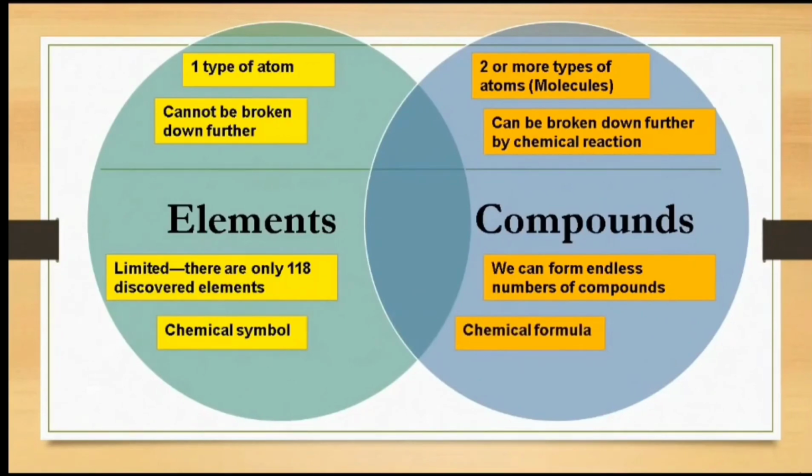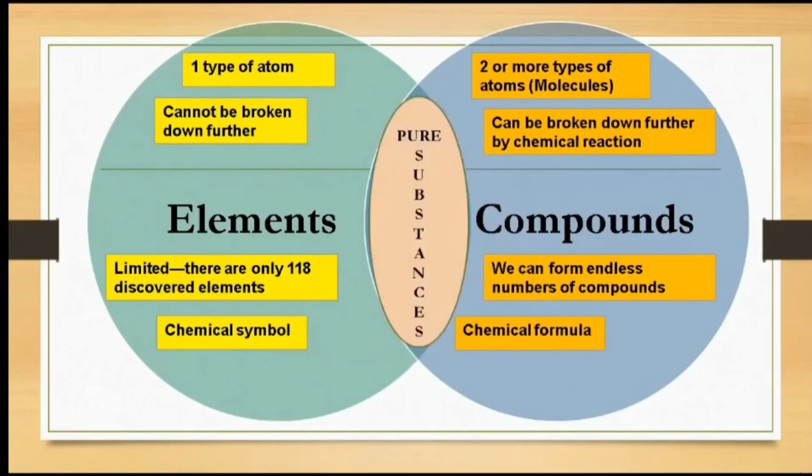So what is the similarity between the two? Yes, they are both pure substances. Again, a pure substance is a form of matter that cannot be separated into its components by any physical means. It is made up of only one type of atom or molecule and has a definite and unchanging composition.